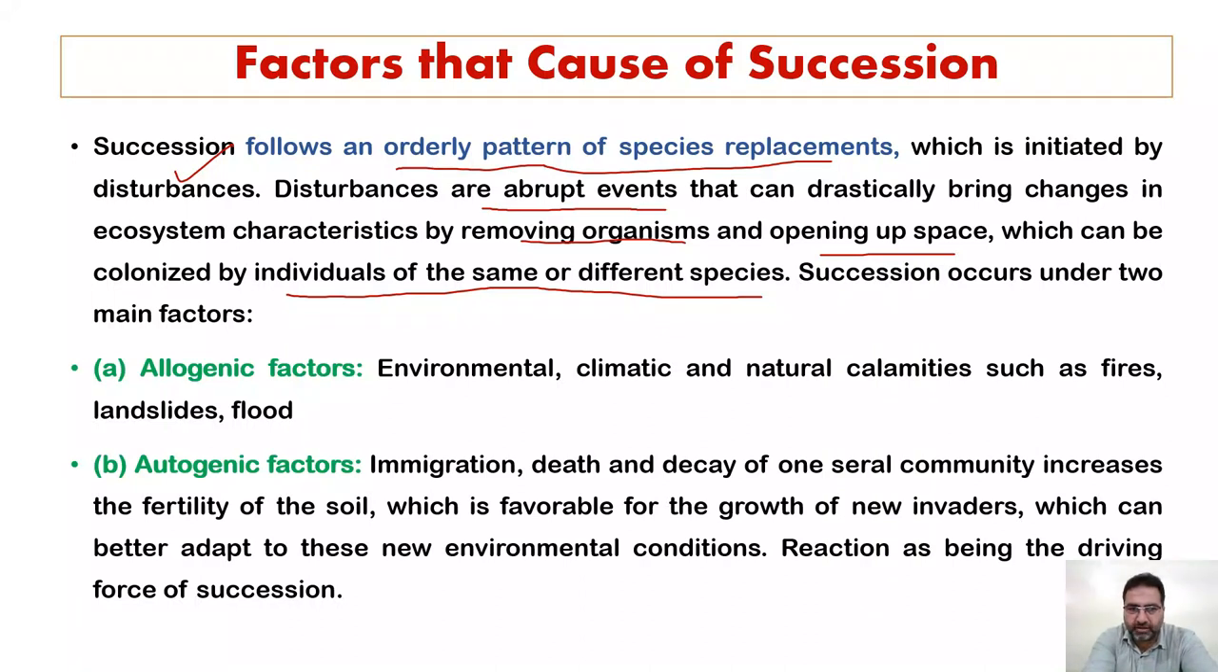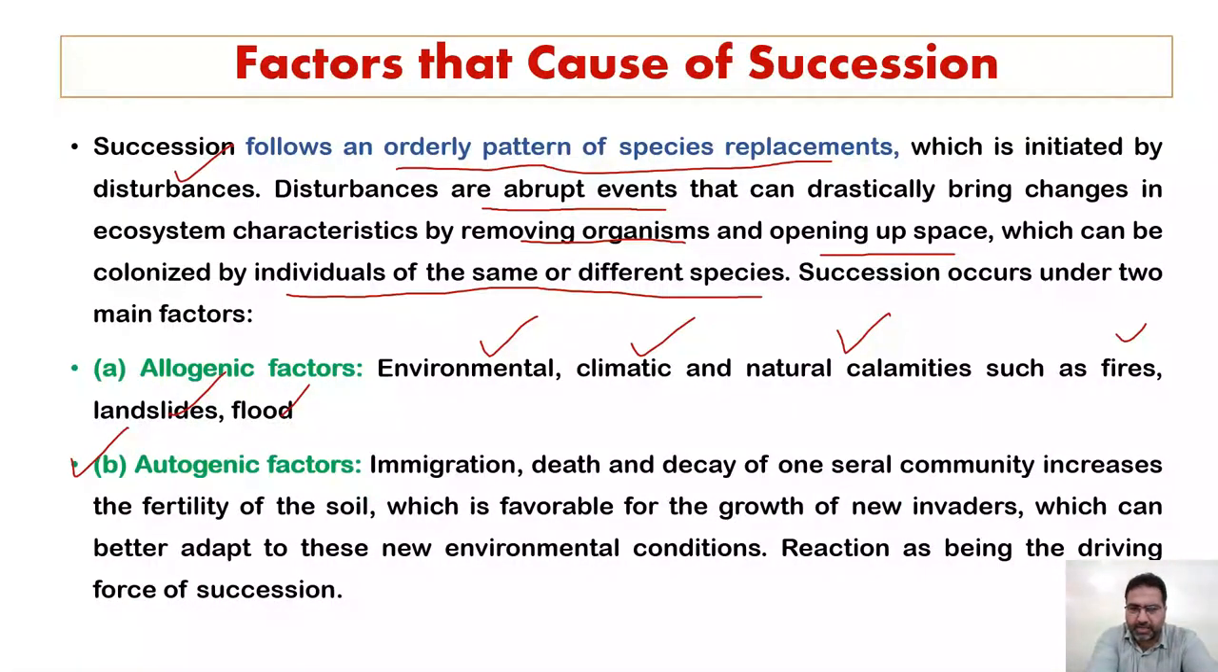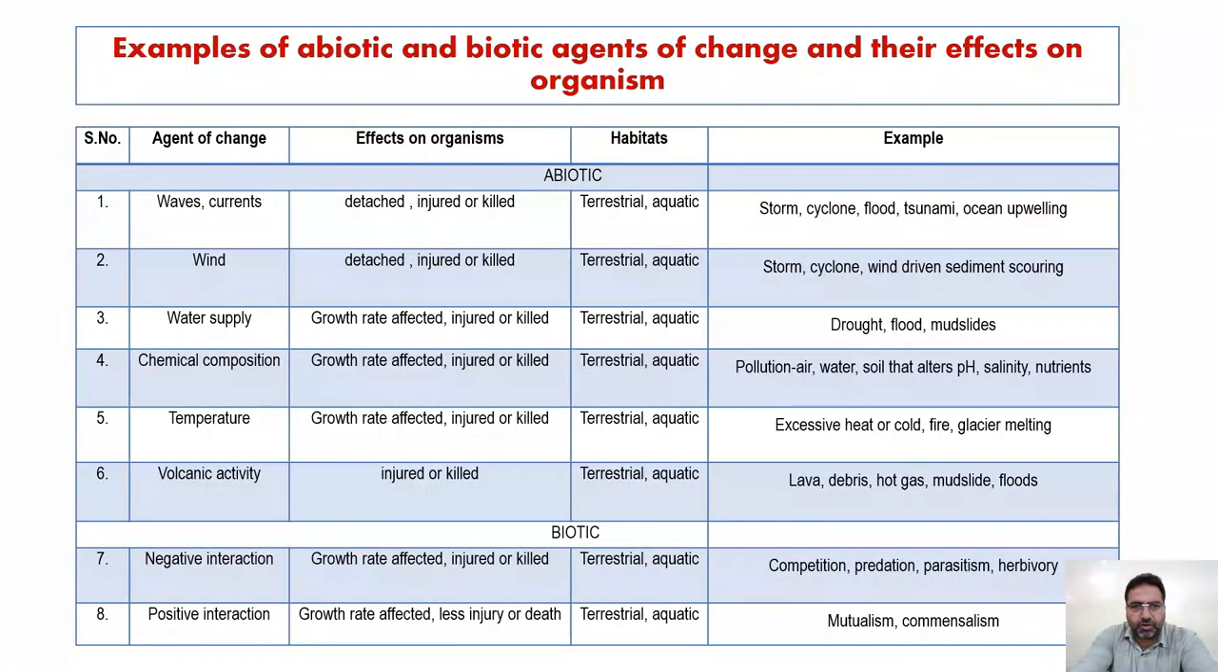Succession occurs under two main factors, and we have talked about that: the allogenic factors, that is the external factors, that is environmental, climatic or natural calamities such as fires, landslides, floods, and the autogenic factors as well, such as immigration, death, decay of several seral communities that increases the fertility of the soil, which is favorable for the growth of new invaders, which can better adapt to these new environmental conditions, and the reaction being the driving force of the succession. All these factors, whether allogenic or autogenic, are the factors which cause the succession. Now, if we talk about certain examples of the abiotic and biotic agents that change and their effects on the organism.